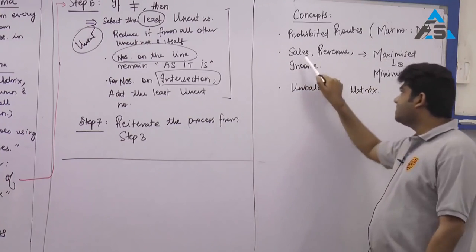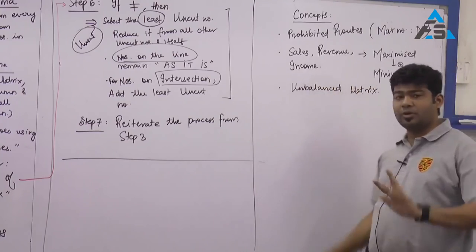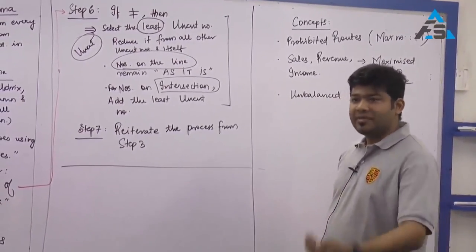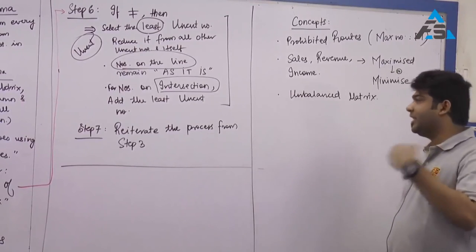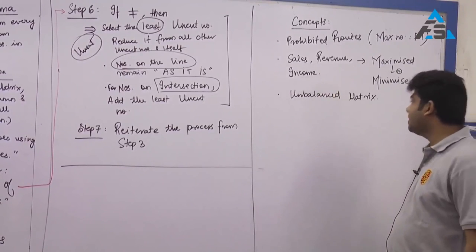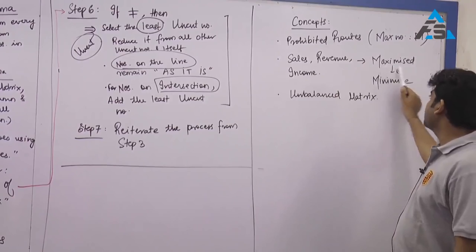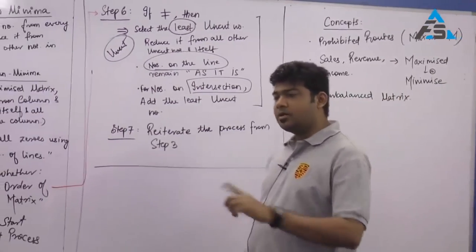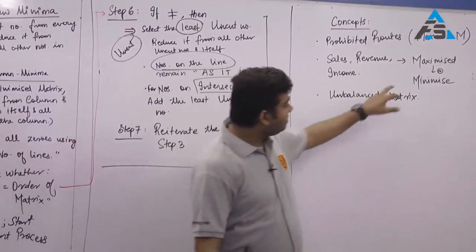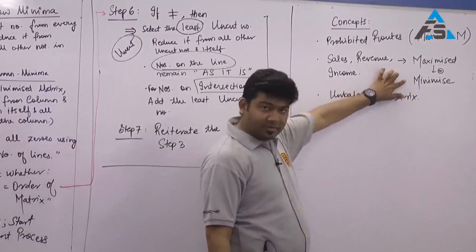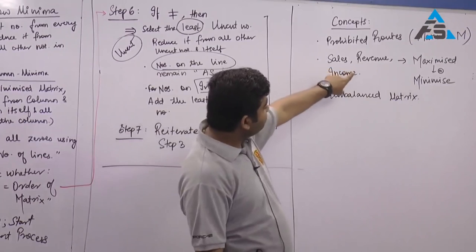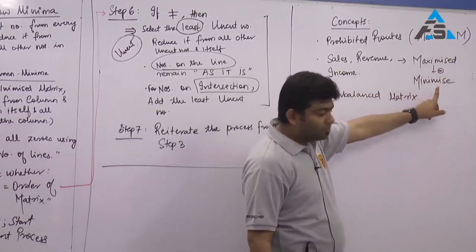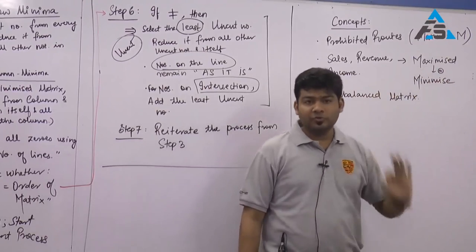Concept number 2: if there is a sales, revenue, or income oriented question, where the question says find the sales, find the revenue, find the income, or such things, then those are called maximized type of problems. In operations research assignment, we have to solve it as minimized. So first we will convert these maximized problems to minimized problems. How do we do that?